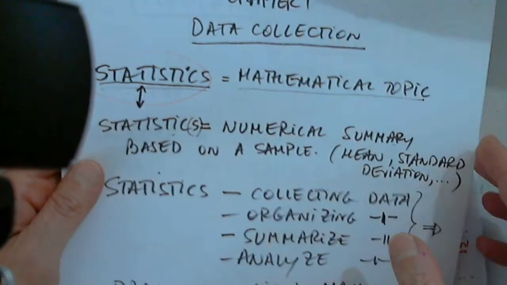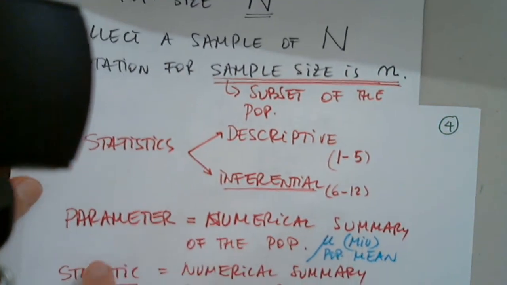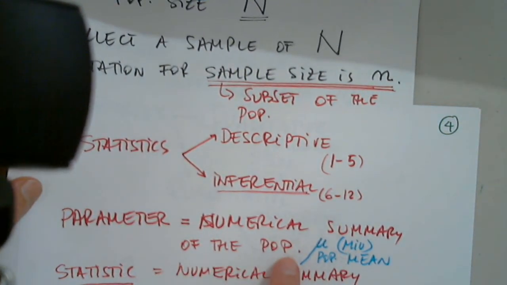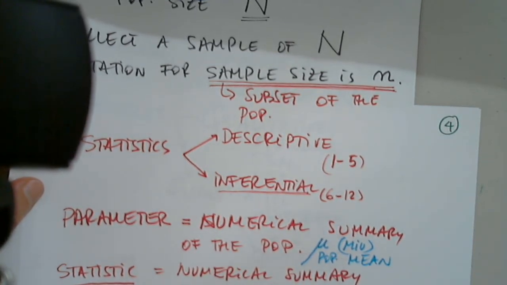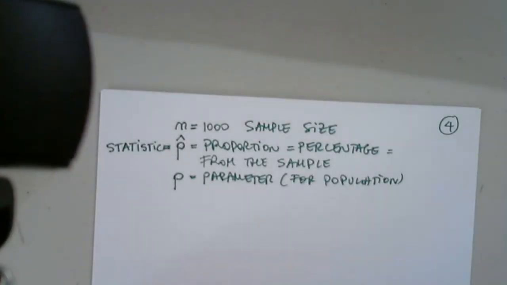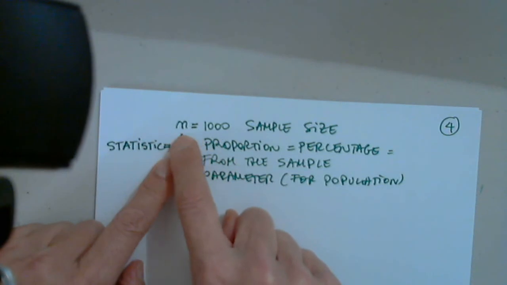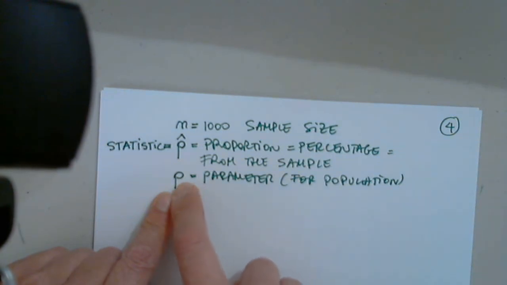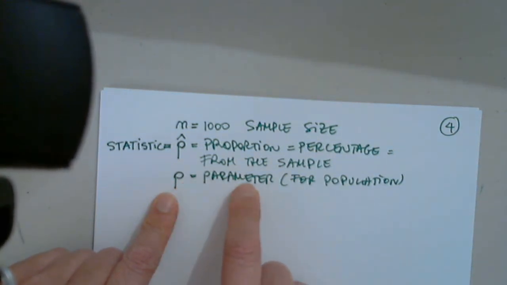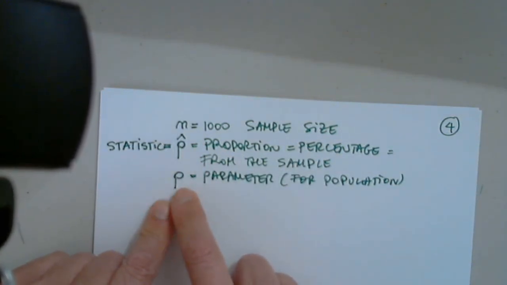This is important to remember, right? The parameter is the numerical summary of the population. The statistic is the numerical summary coming from the sample. So in our problem, the statistic coming from the sample is denoted by p hat. We will use this to make inferences, to draw conclusions about the parameter for the population, which is p, still a proportion or percentage, which we do not have and cannot determine.